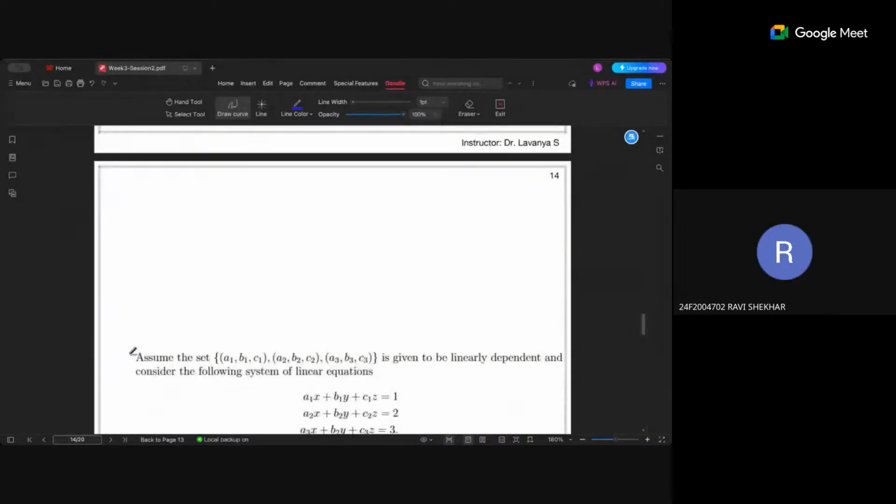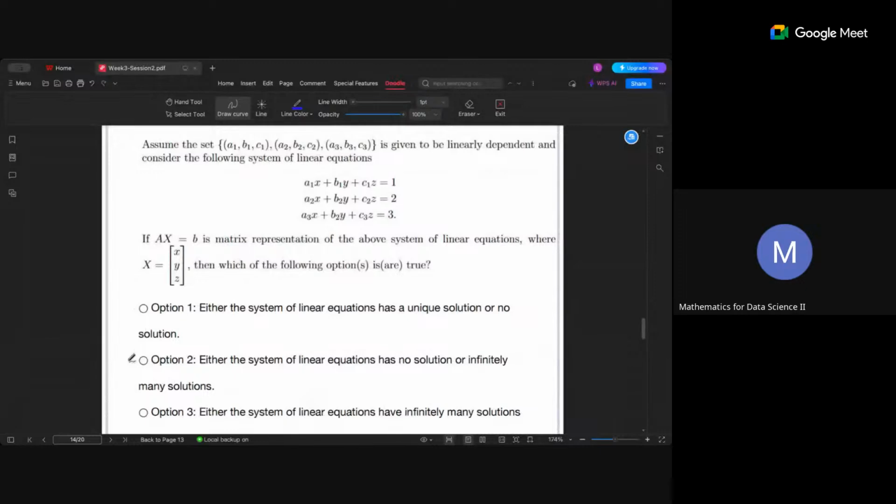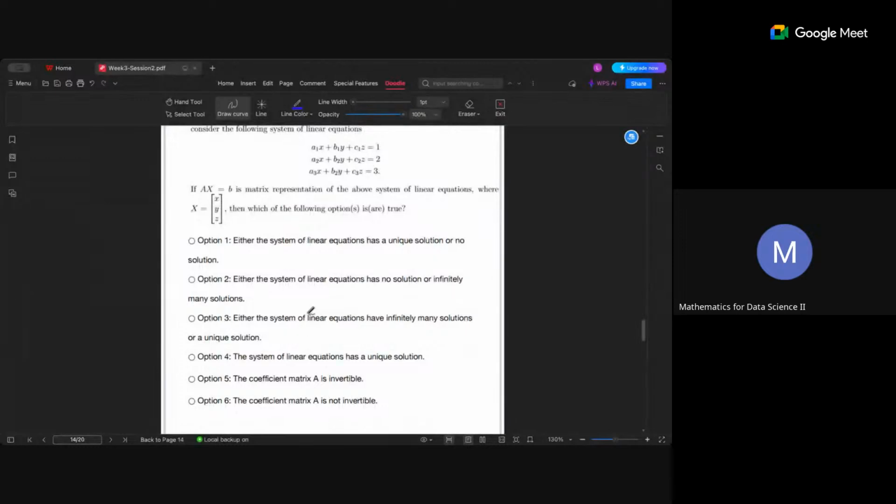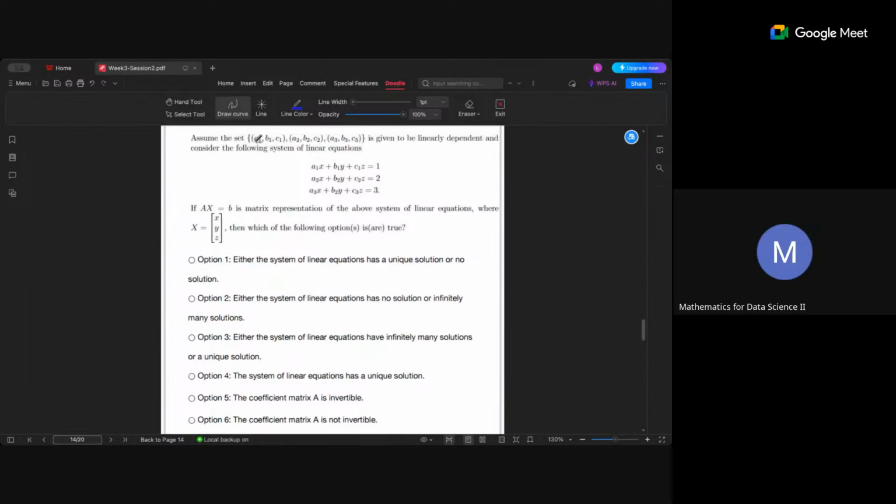Okay. This is an important question, which I added because it summarizes whatever we have studied about the system of linear equations and the solutions. So you have the vectors given to be linearly dependent. If the vectors are linearly dependent, first you already know something about the matrix A, which contains these as the columns or rows. What do you know about the matrix A? Determinant will be 0. So since this is linearly dependent, you already know that the determinant of A is 0. This is the first thing you should know.